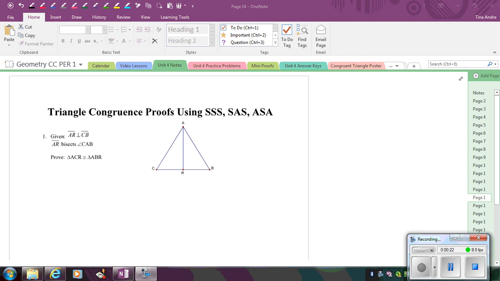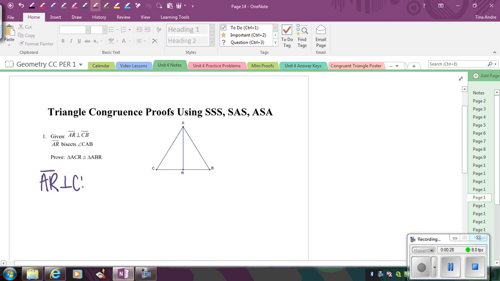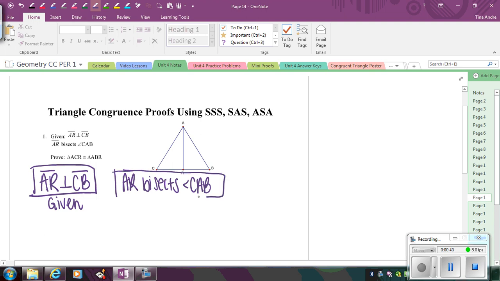So let's go ahead and start by just writing out our givens, and then we're going to label our diagram. So we have AR is perpendicular to CB. And then we also have AR bisects angle CAB. So I have those in my proof, but now I need to mark them in my diagram and then figure out what conclusions I can make.